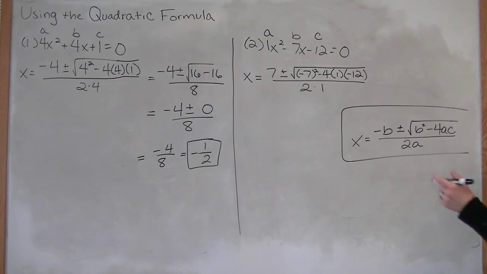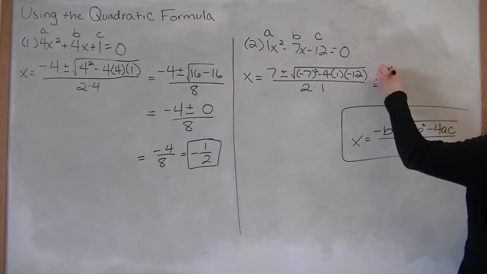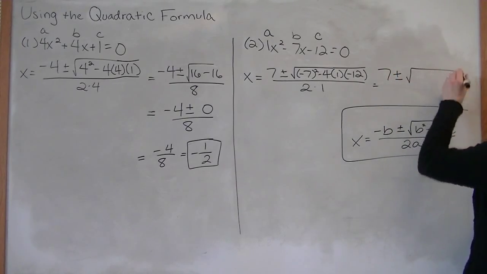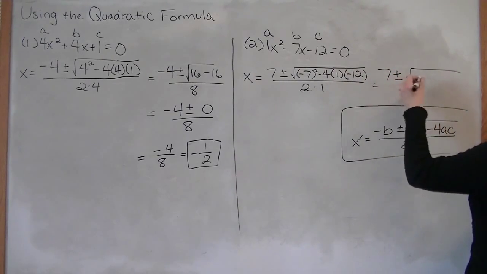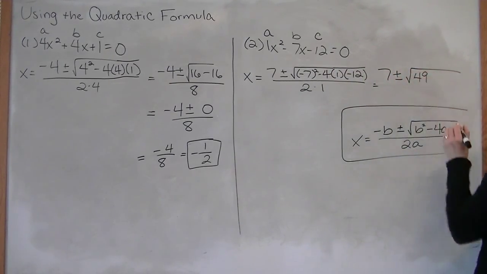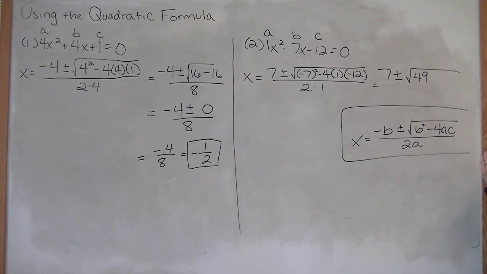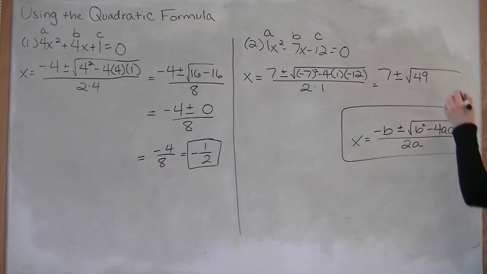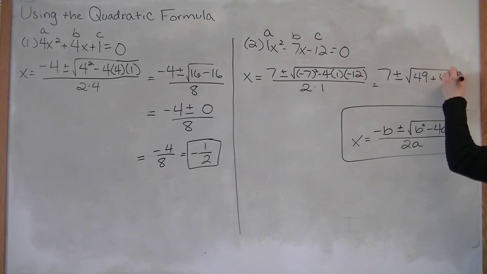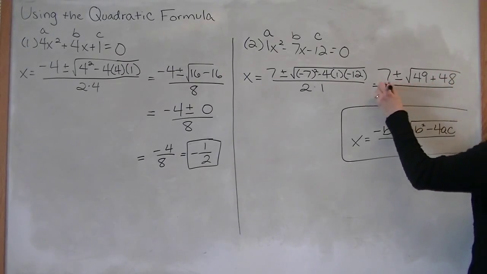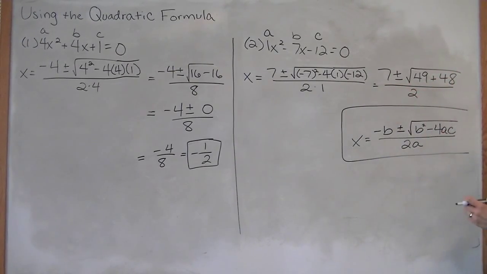Okay, so let's go through and simplify this now. So we have 7 plus or minus negative 7 squared is 49, and then I have negative 4 times 1 times negative 12. Well, that's going to be plus 48, since I have a negative times a negative, and on the bottom we have 2.